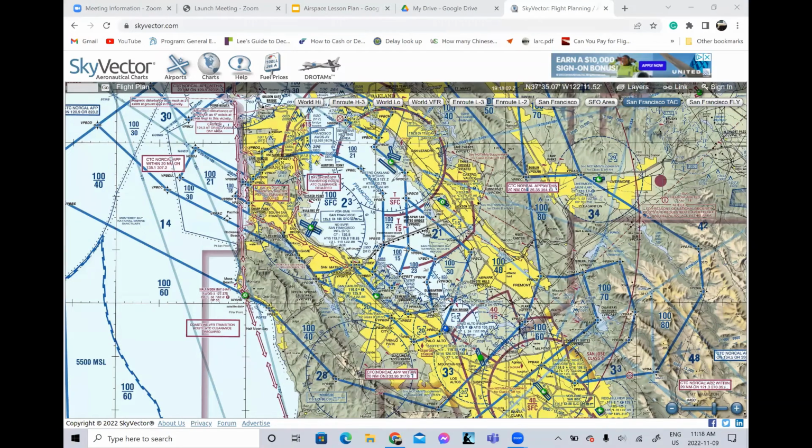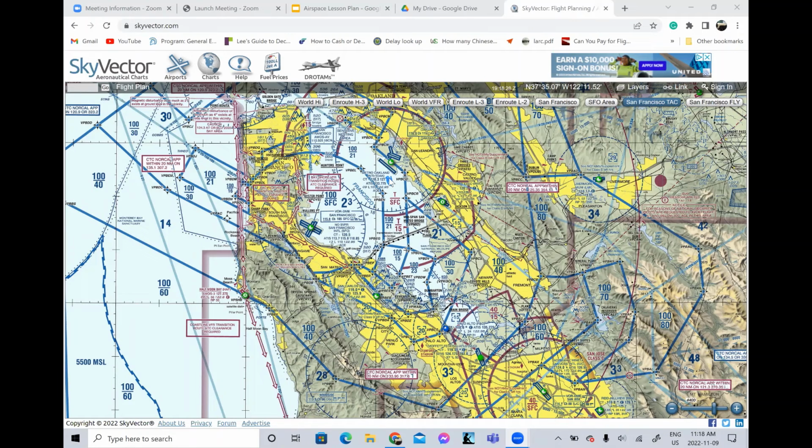So let's say we are here over the ocean near Oakland International. To do my exercise, here's what we would do. I look and see that the Class Charlie starts from the surface and goes up to when the Class Bravo begins. So in this case, the Class Charlie would terminate at 2,099 feet.